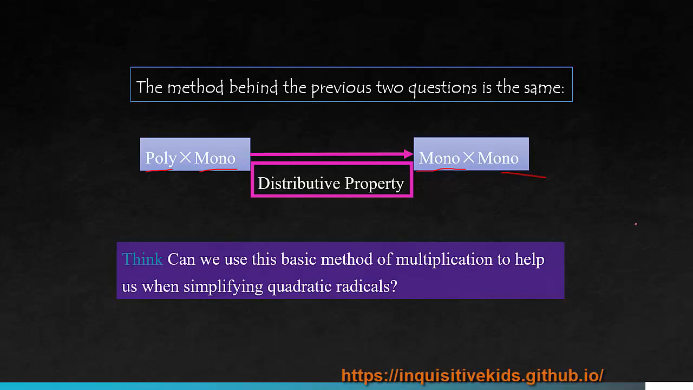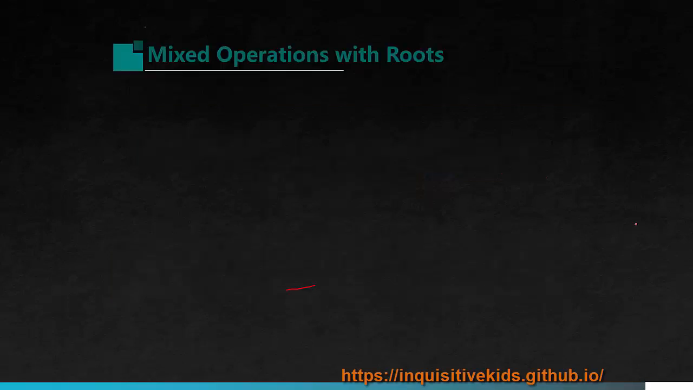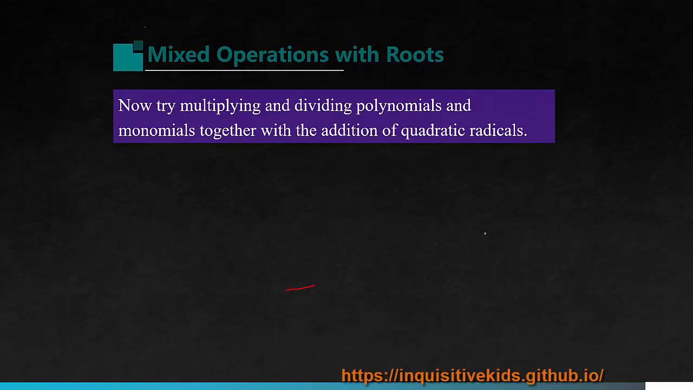Basically what we're going to do in this lesson is to combine what we learned about multiplying polynomials and monomials together, and also combining what we learned with the laws of exponents and quadratic radicals. Mixed operations with roots. Now try multiplying and dividing polynomials and monomials together with the addition of quadratic radicals.